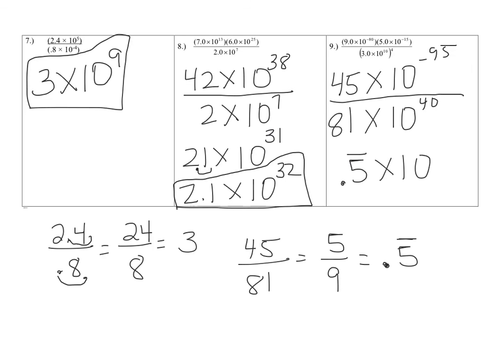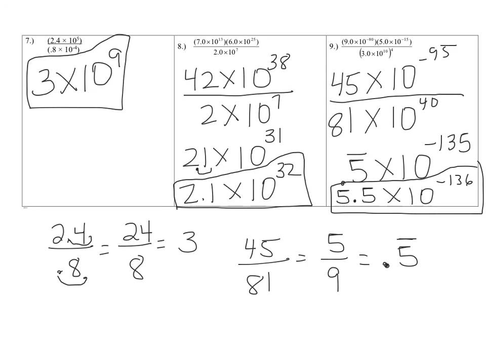Times 10, we are subtracting the exponents. Now be careful, it's negative 95 minus 40, so it's going to get more negative, and we end up with negative 135. Now again, not in scientific notation, because we can't have 0.5 repeating, it has to be 5.5. So we're making a small number bigger, which means my exponent is going to get smaller. So you're going to add a negative 1 to negative 135, and it becomes negative 136, and that's your final answer. It should say 5.5 repeating, times 10 to the negative 136.